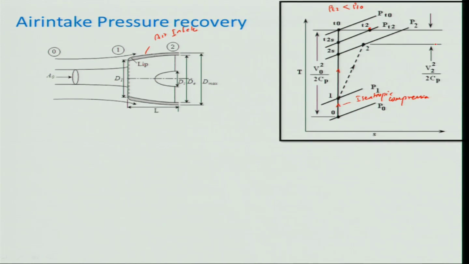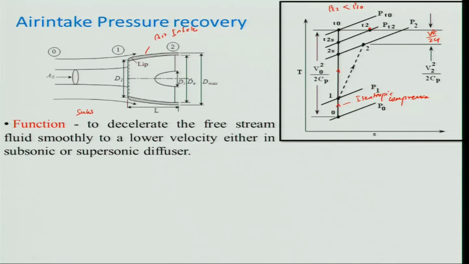Keep in mind this velocity, V2 squared by 2 Cp, this portion. So, what we have to do now, how to handle that? As I told, an air intake is basically to decelerate the free stream fluid smoothly to a lower velocity, either subsonic or supersonic, and this is basically a subsonic diffuser, the air intake. But if supersonic flow is there, then shock will be there, you need to take care of that, which I am not discussing, but it can be handled in a similar manner. I will be talking about it a little later on.